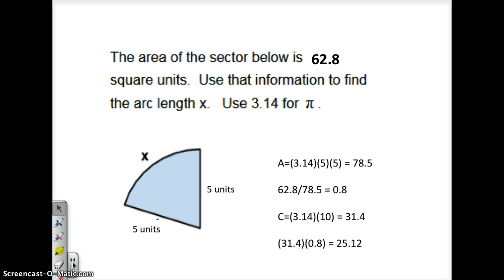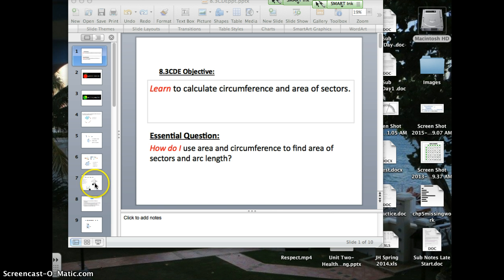The area of the sector below is 62.8 square units. Use that information to find the arc length. 62.8 square units is the area of the sector. So that's the inside of this. We want to find the arc length. So how do area and arc length have anything to do with each other? Well, in order to find what portion of the circle this represents, we need to use a ratio.